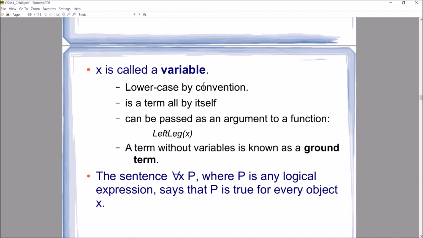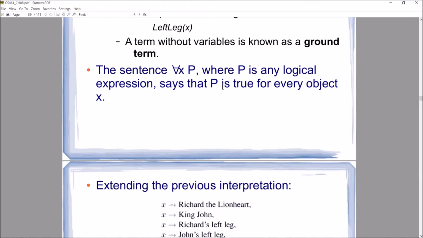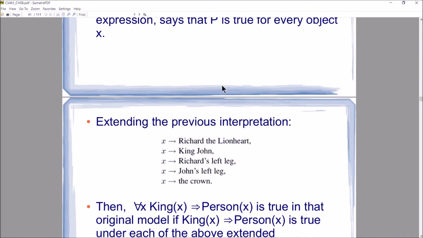Sounds complex, but really it's not. Let's go back and consider our previous interpretation. Let's extend that out and say x refers to Richard the Lionheart, x refers to King John, x refers to Richard's left leg, x refers to John's left leg, the crown.